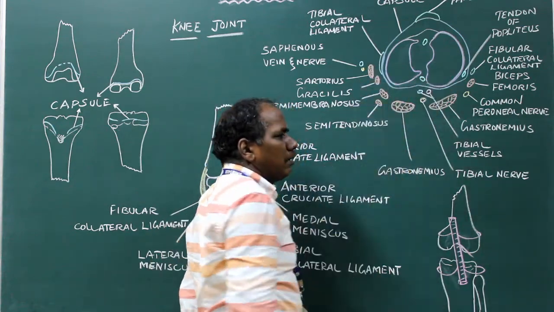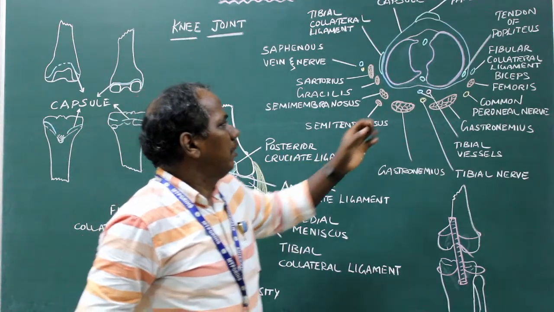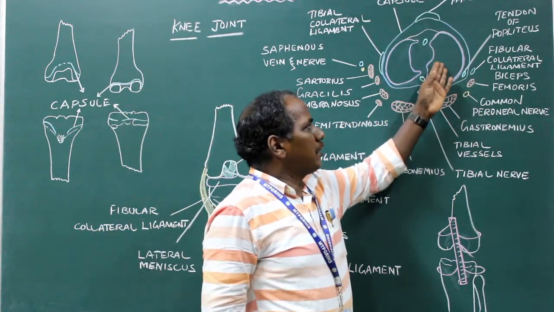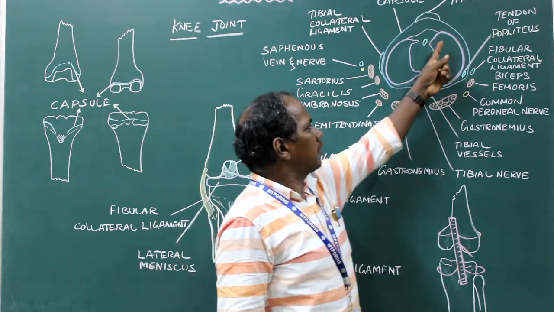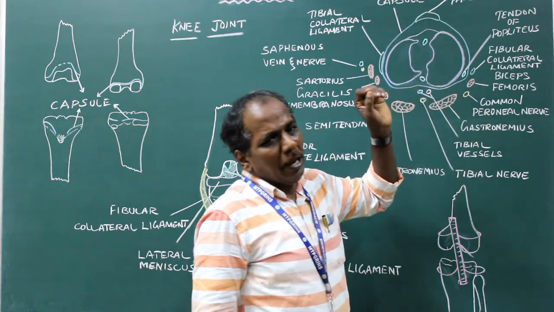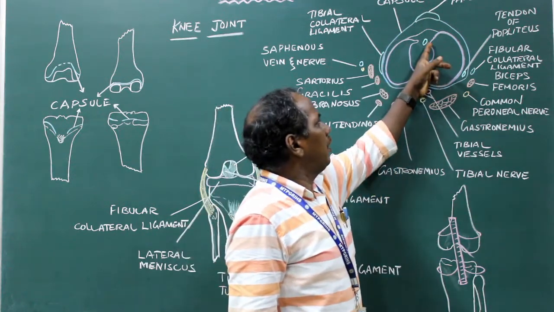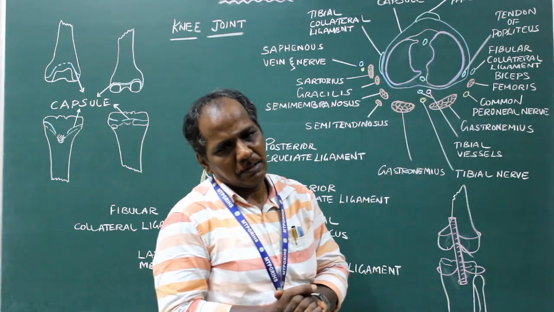Lateral meniscus. It is circular in shape. It has two surfaces, superior surface and inferior surface, two borders, outer border and inner border, and two ends or horns: the anterior horn of the lateral meniscus and the posterior horn of the lateral meniscus.